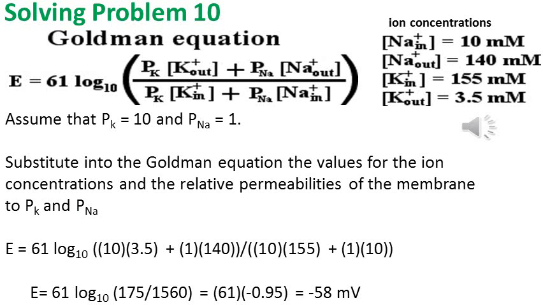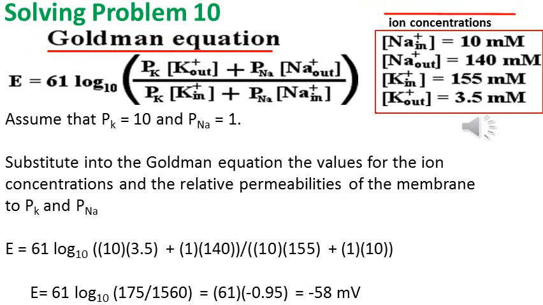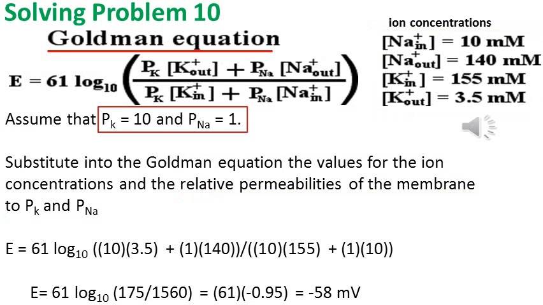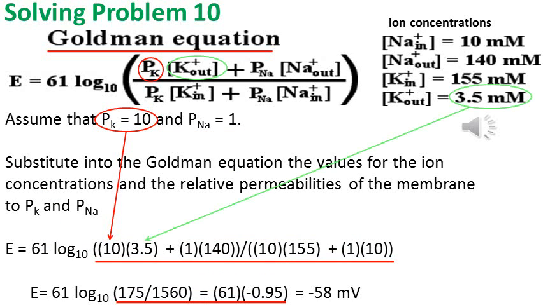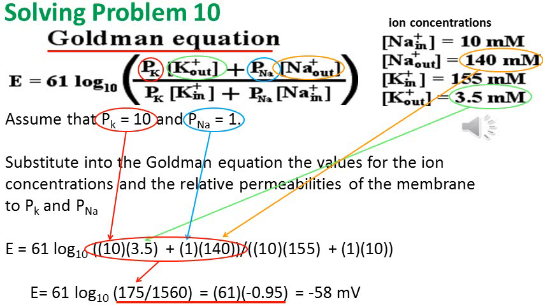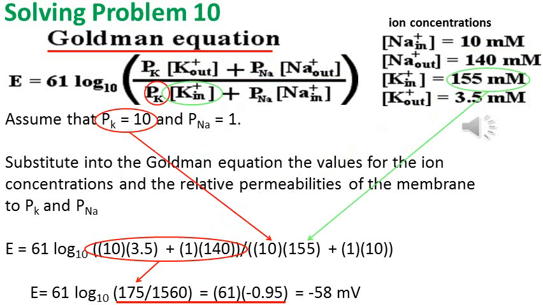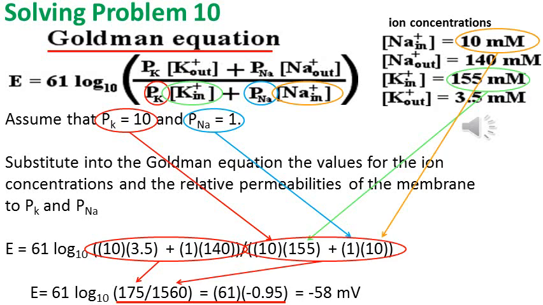To solve problem 10, substitute into the Goldman equation the values for the ion concentrations and the relative permeabilities of the membrane to potassium and sodium. Remember that for any Nernst equation problem that shows up on a quiz or an exam question, you'll be taking log to the base 10 of either 10 or 0.1. In this problem, it's a little bit more complicated, but you could use a calculator to solve the problem. The answer comes out to be that the membrane potential is negative 58 millivolts.